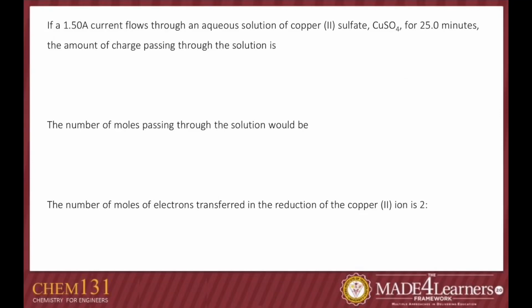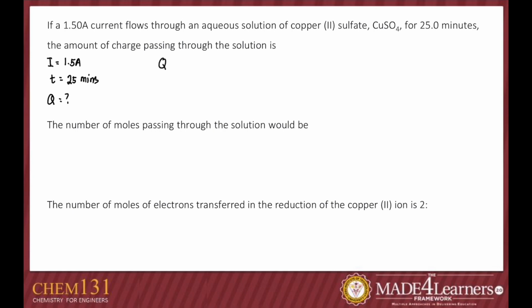Alright, so let's use the concept that we learned in the previous video to solve. If a 1.5 A current flows through an aqueous solution of copper(II) sulfate for 25 minutes, the amount of charge passing through the solution is, so we use the formula. Given here is the current, which is 1.5 amperes, and we're given the time, 25 minutes. And then, we're looking for the charge Q.